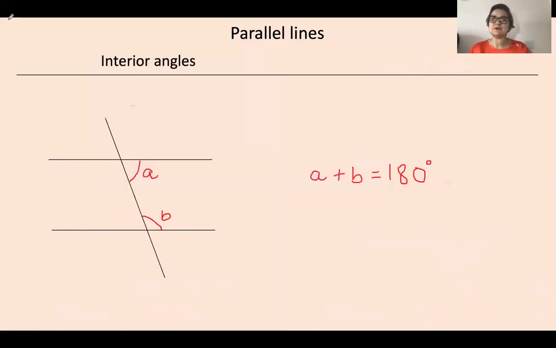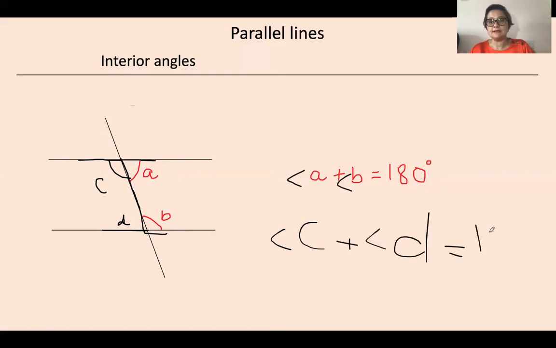Okay, let's have a look at this one now. Interior angles add up to 180 degrees. Can you see these are the parallel lines, and the interior angles are inside the parallel lines. So inside, right inside, see? It could be on the right-hand side, but it could be on this hand side. So if you label this angle here as a C, for example, and this one here as a D, then again, angle C plus angle D equals 180 degrees.